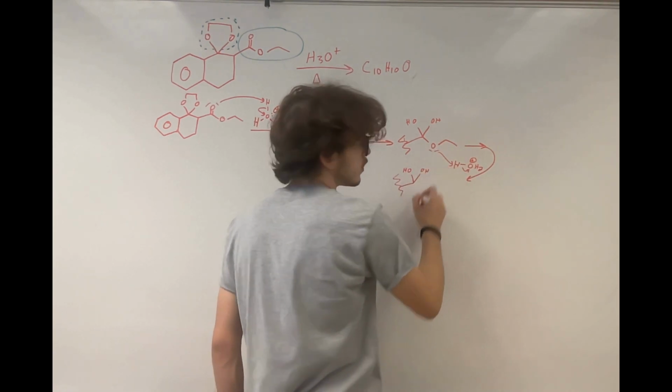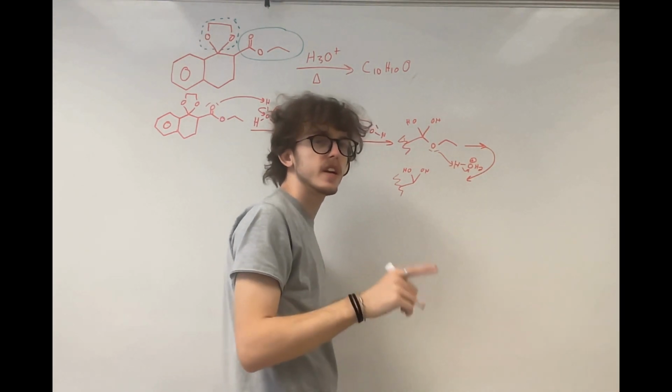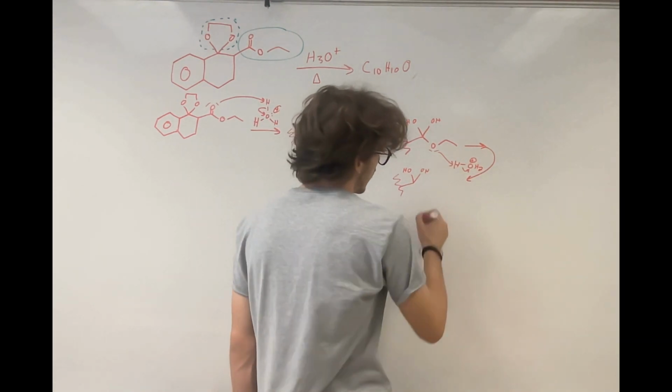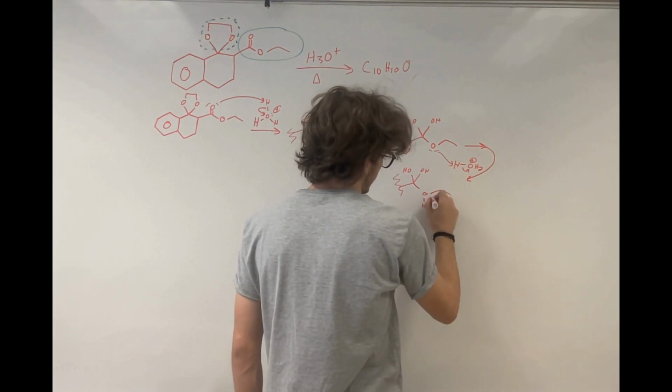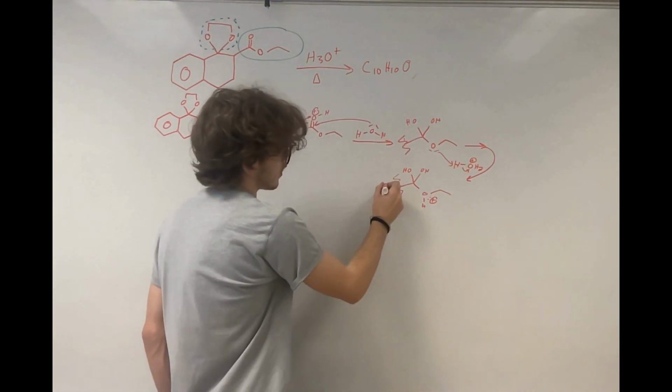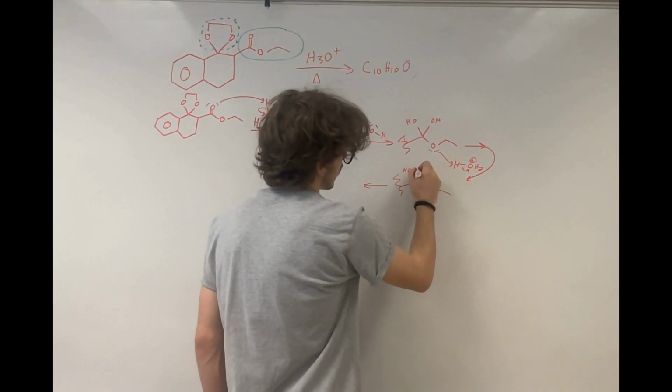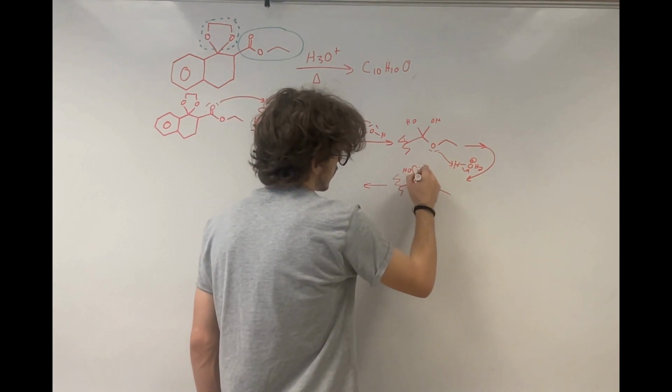Could you imagine if I had to draw the molecule every single time for this? You see why I make the shortcut? Anyways, so this is now protonated, which allows one of our alcohols to come in and kick him off.